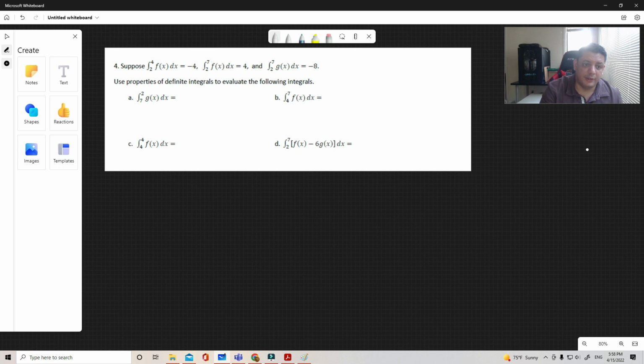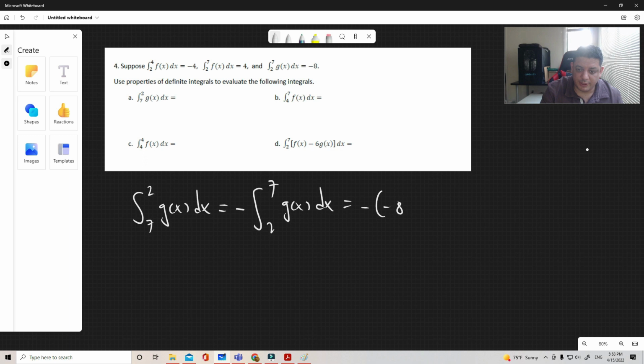So the first is going to be the integral from 7 to 2 of g of x. Now notice that we have the opposite, and we can flip this around by doing a minus. So in the properties, this is just minus the integral from 2 to 7 of g of x dx. Now we do have information for this one. The integral from 2 to 7 of g of x dx is minus 8, so this is going to be minus minus 8, and the result for this is just 8. So that's A.